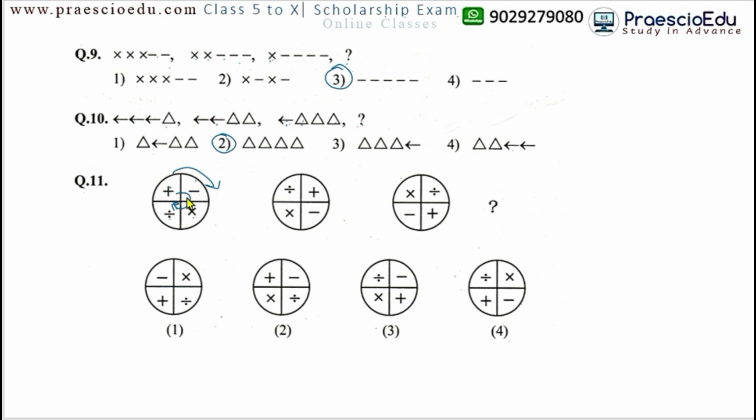Okay, so this is coming here, this coming here, and this cross will come here like this one. After this one, this negative sign will be in this quarter. Then this cross, means multiplication sign, will be in this quarter, instead of this division, and this division will be at the bottom on this one, and this plus sign will be moving here. So option number 1 is perfectly matching with this series.